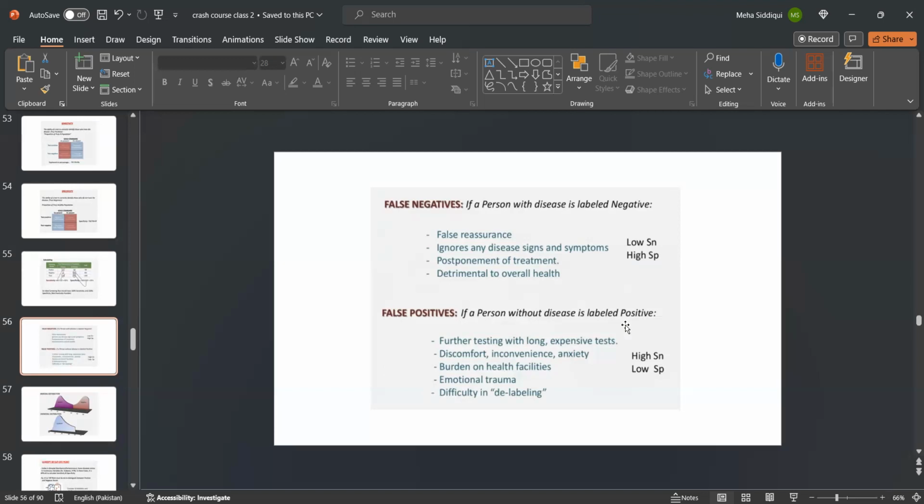And false positive: if a person without disease is labeled positive, then the patient is called for further testing, and there are long, expensive tests, discomfort, inconvenience, anxiety, burden on health facilities, and emotional trauma. And afterwards, when repeated tests are done, then he is labeled as negative. So there is difficulty in delabeling.